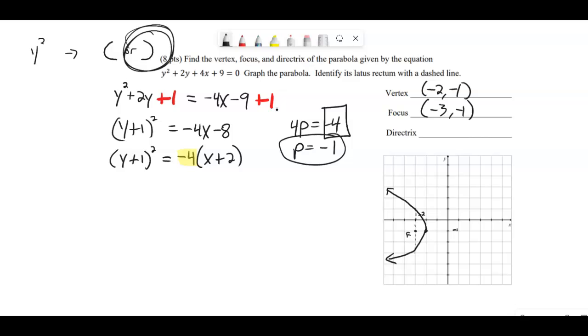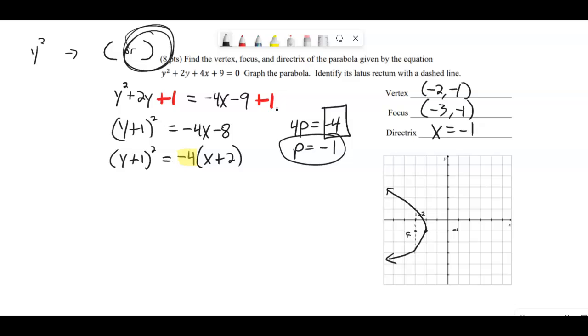Okay, I believe that's everything they asked. Graph the parabola, identify the LR with the dashed line. We have that. The directrix itself would be a different dashed line. It would be going through here. They didn't ask us to identify it, so the problem with identifying it this way is then people might think that we mean that's the LR, which it isn't. But the vertical line that crosses 1 to the left would be x equals negative 1.